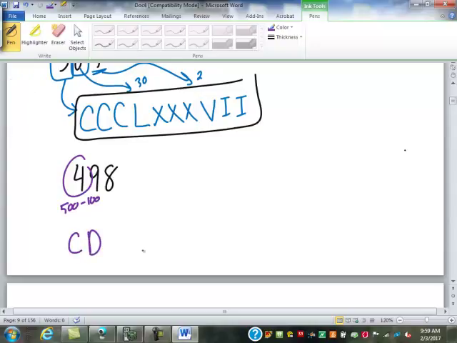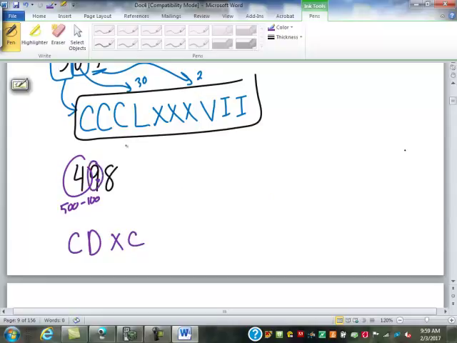Since the C is a 100 and the D is a 500, that's implying we subtract it. For the 90, same thing. I could do a 50, but it would be a 50 plus 4 tens. So rather than doing a 50 plus 4 tens, we do 100 minus 10 to get 90. So it's X, C.